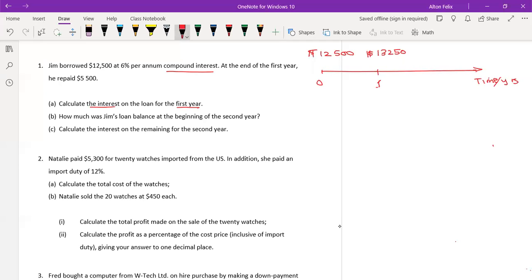That's after 1 year. Now, they say at the end of the first year, he repaid 5,500. So if we subtract 5,500 from this amount, that will be the amount outstanding on the loan. So let's work out that. 13,250 minus 5,500. Okay. That gives 7,750.